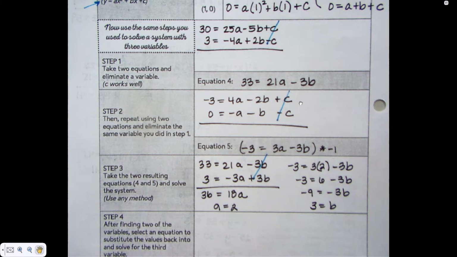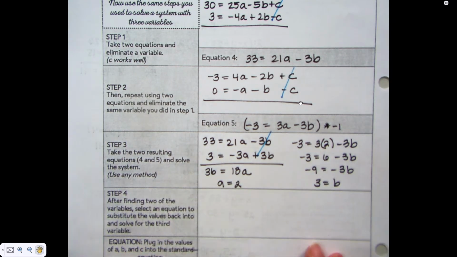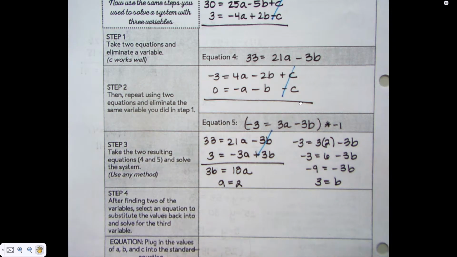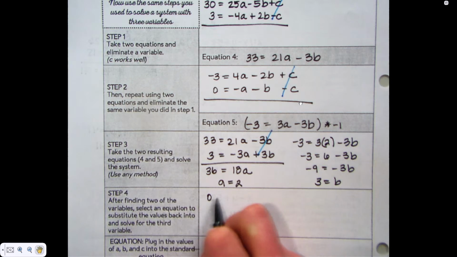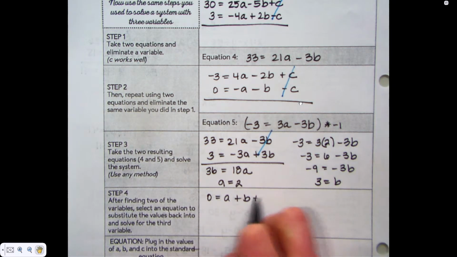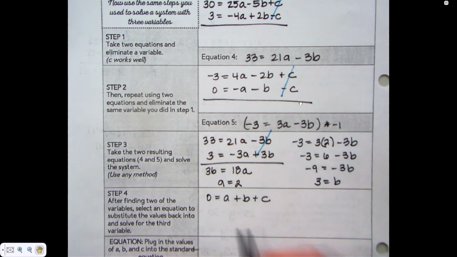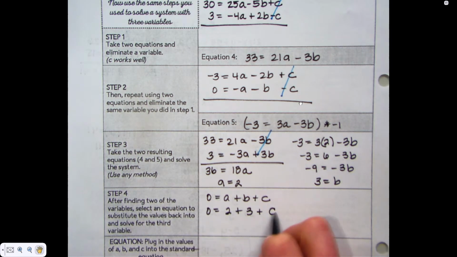my b equation. I want to go all the way back to the very top of the page and pick one of the three. Any one of them doesn't matter. To me, the last one's the easiest to work with, right? I don't have to do any multiplying. I'm just plugging in, and I'll get a 0. So I'm going to have 0 equals a plus b plus c. Any of the three would work. You'll have 0 equal to 2 plus 3 plus c. So I'm getting a 5.